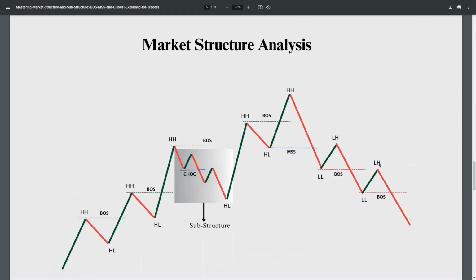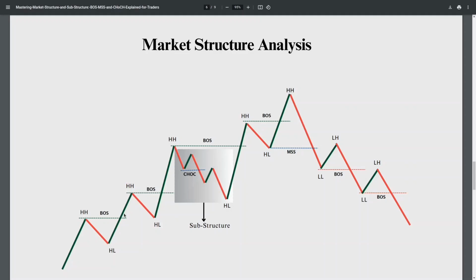So let's take an example. Let's look at this example. This is an example of how price moves. Let's start from here. Price started moving from this point to this point, creating a higher high, then pulls back to form a higher low, then breaks this point to form another high. When price breaks this point, we regard this as a break of structure.